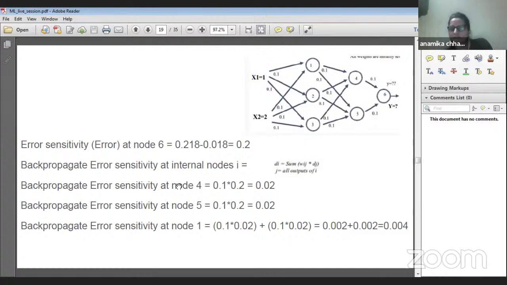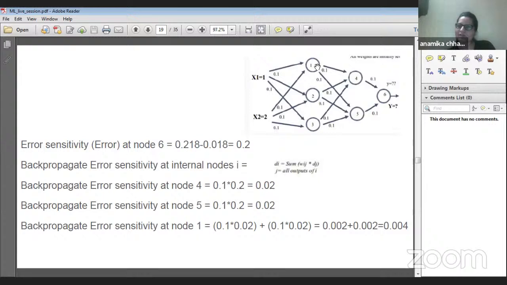This is the formula that we use. Back propagated error sensitivity at internal nodes i, that is di, is equal to the sum of wij into dj. Dj is the difference, that is 0.2, which is actually the sensitivity at the next node. So basically the error sensitivity at node 4 will be 0.1 into 0.2. Similarly, the error sensitivity at node 5 will be 0.1, that is the weight, into 0.2, that is 0.02. Now we have reached here.